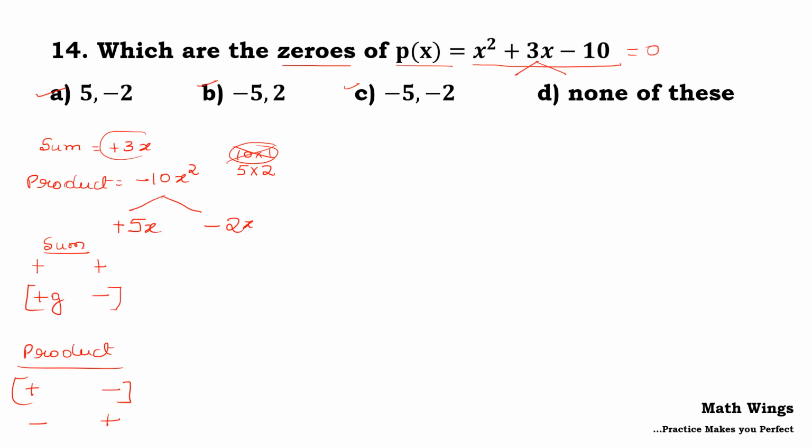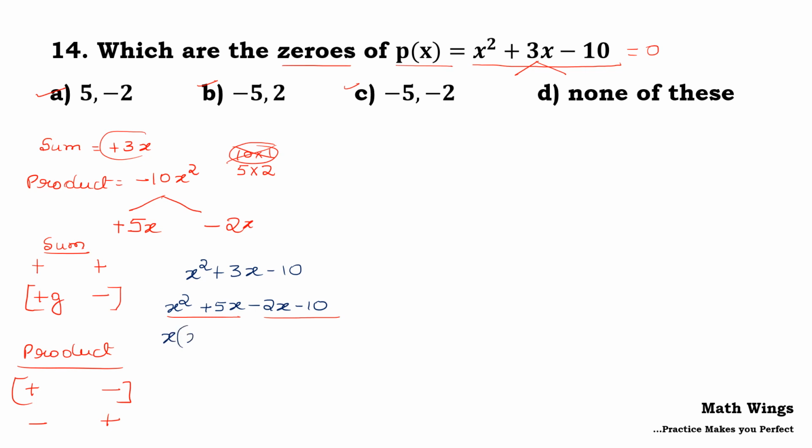Now, let us just apply this to the given polynomial. We have x squared plus 3x minus 10. When we write this, x squared plus 5x minus 2x minus 10. So let us do the grouping here: first two terms and the next two terms. After this, we have to take the common out. In the first group, we have x common.